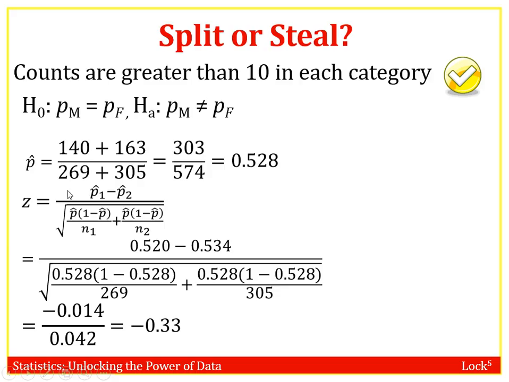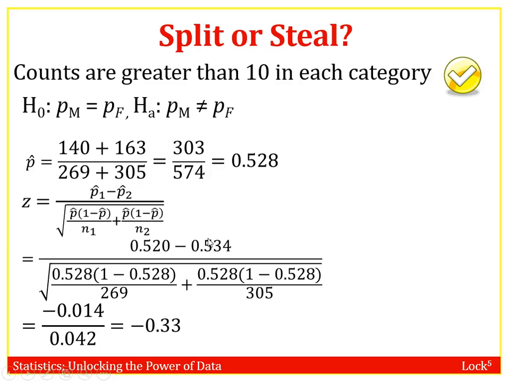Then we go ahead and use that in this formula. P sub 1 with the hat is our proportion of males. P sub 2 with the hat is the proportion of females. P with the hat is that pooled proportion that we had right here. So we go pooled proportion times 1 minus pooled proportion over the sample size of our males, and then pooled proportion times 1 minus pooled proportion over the sample size of the females.